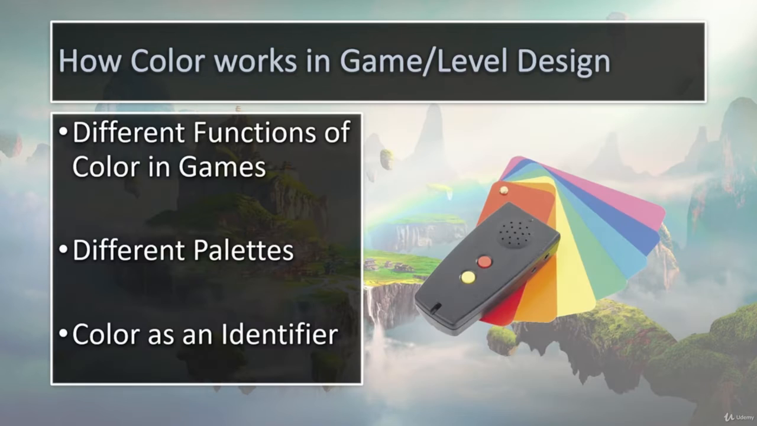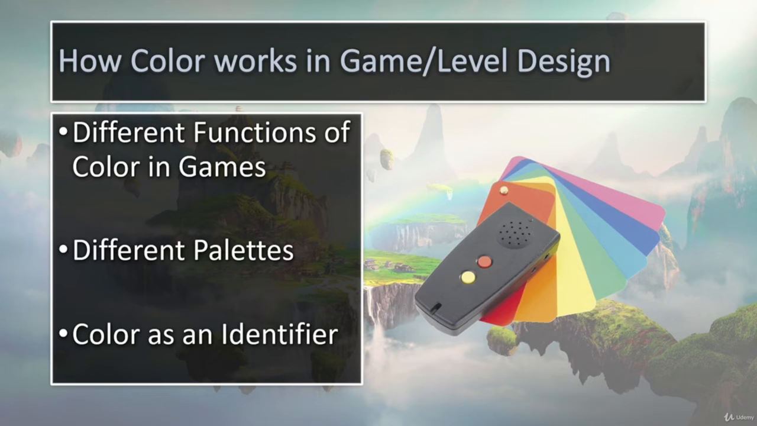And then I'm going to get down to the nitty-gritty, the actual meat of this entire course. In this section, I'm going to be talking about how color works in game and level design. So to kick it off, I'm going to be talking about the different functions of colors in games. So I'm going to be talking about the emotional impact, talking about progression, talking about hierarchy of visual elements. Then I'm going to talk about different palettes. So warm, cool colors, dystopia, cyberpunk.